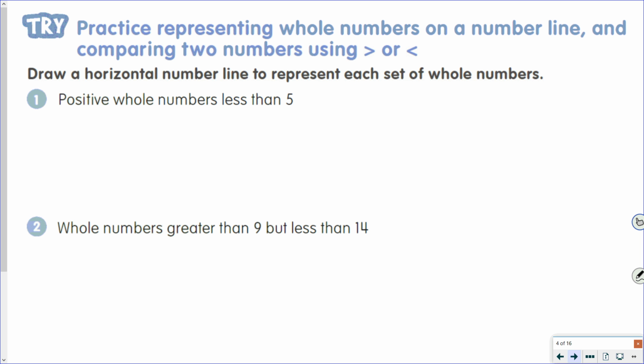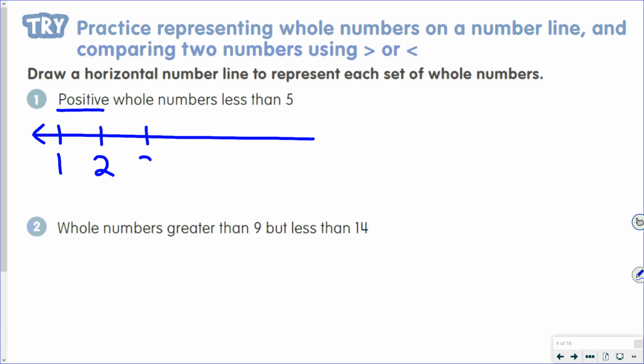Okay. So here we've got a couple more examples. We're going to draw a horizontal number line to represent each set of whole numbers. So for number 1, we're going to start with that horizontal number line. And we want positive. Positive means greater than 0. We want whole numbers, and they need to be less than 5. So our first positive whole number less than 5 is 1. We go 2, 3, and 4. And we don't include 5 because we want numbers that are less than 5. We don't include 0 because 0 is not a positive number.